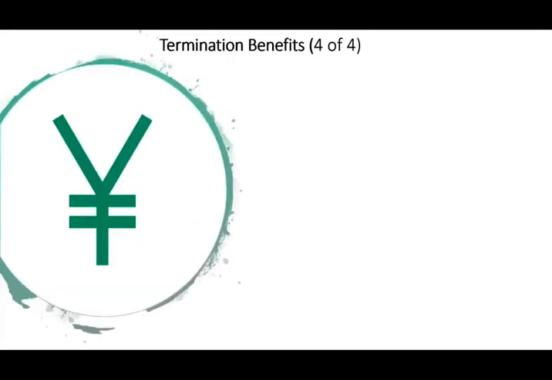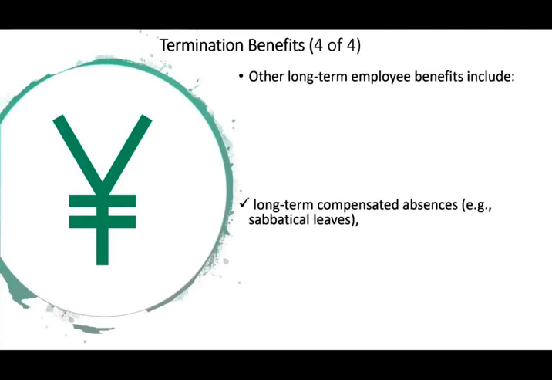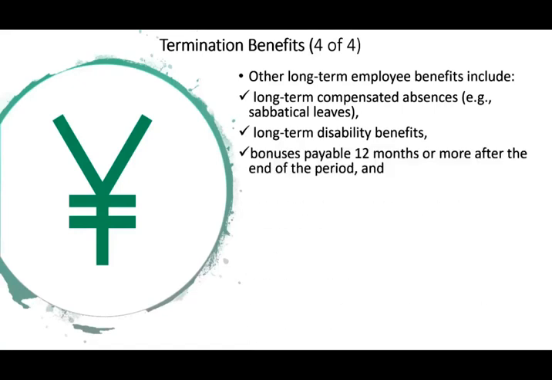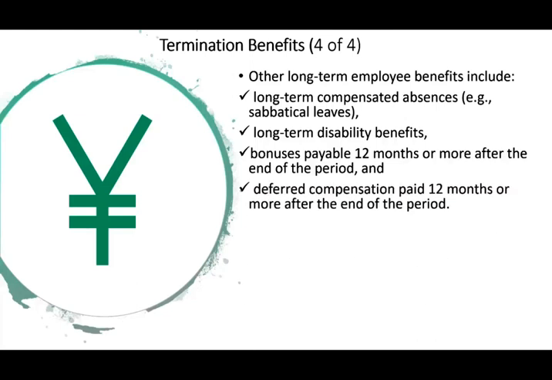Other long-term employee benefits and termination benefits include long-term compensated absences, for example, sabbatical leave, or after you leave, they're going to pay you money. Long-term disability benefit, you're no longer working, but they have to pay you benefit. Bonuses payable 12 months or more after the end of the period, so they're paying you bonuses 12 months after your employment ends. Deferred compensation paid 12 months or more after the end of the period. So basically, they have to pay you after your employment. Okay, what's going to happen after your employment period?